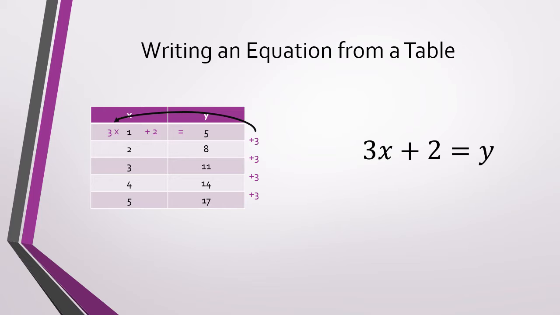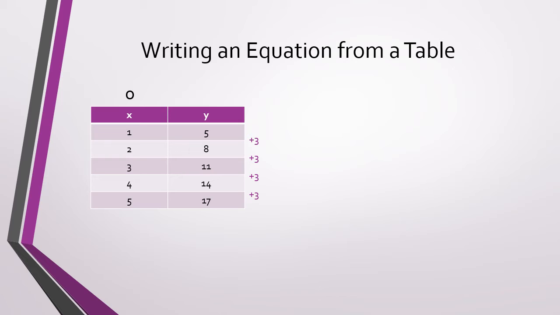Another way you could look at it is to figure out what you're adding or subtracting. We're still going to use that plus 3, what we go up by each time, to figure out what we're multiplying x by. But to figure out what we're adding or subtracting, we actually look for the 0 value. Sometimes you might have a table that has the 0 value in it, when x equals 0, and you can just grab it and use it. If you don't, you can find it.